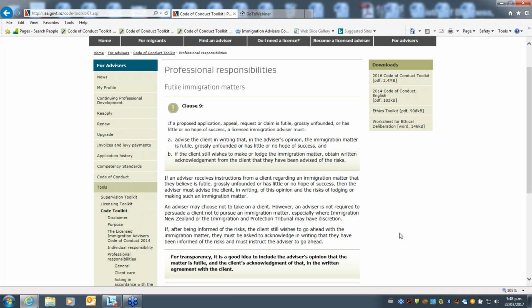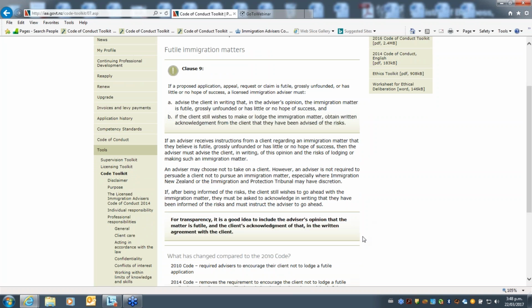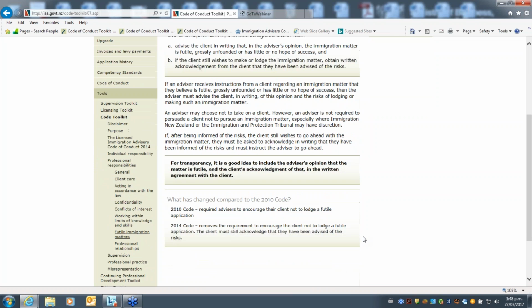So this is something that we look at, particularly if we're inspecting advisors and we see that they have a lot of similar declines. We would be looking at this, and we would be questioning whether they had provided that advice to their client, and whether they had that written consent in place. We do note that it may be simply easier to include this in the written agreement. That's a possibility, but you certainly need to have it in writing.